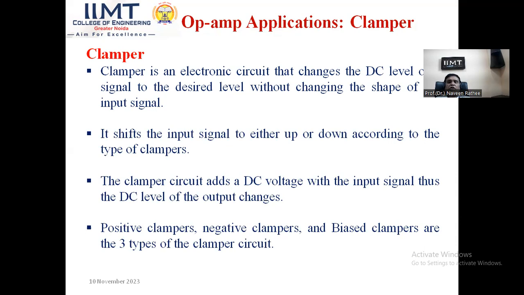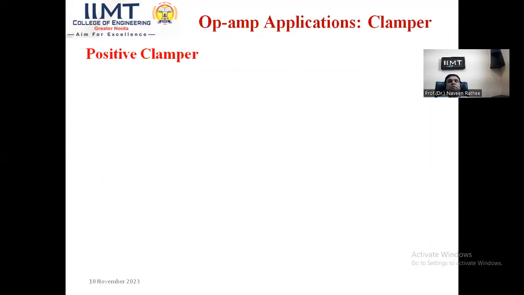Based on that, if you are clamping it towards the positive side, it is called a positive clamper. If the desired DC voltage level which you have added is a negative one, the input signal will be clamped on the lower side. It will be called a negative clamper. And if the circuitry is such that some portion is clamped on the forward side and some portion is clamped vertically down, then that will be called a biased clamper. So three categories of clampers are there: a positive clamper, a negative clamper, and the third one, the biased clamper.